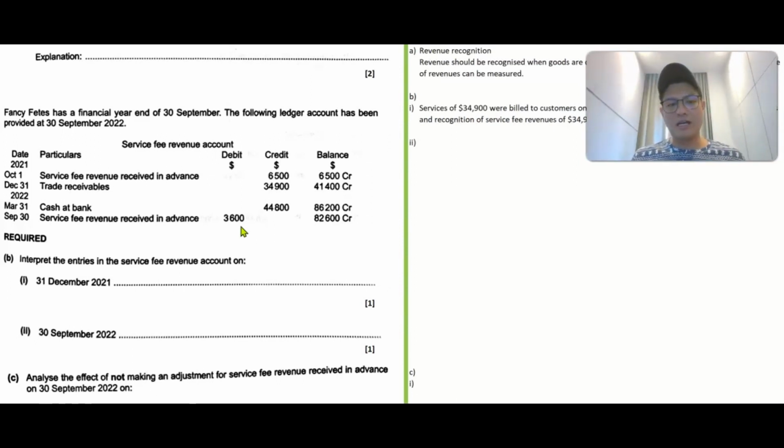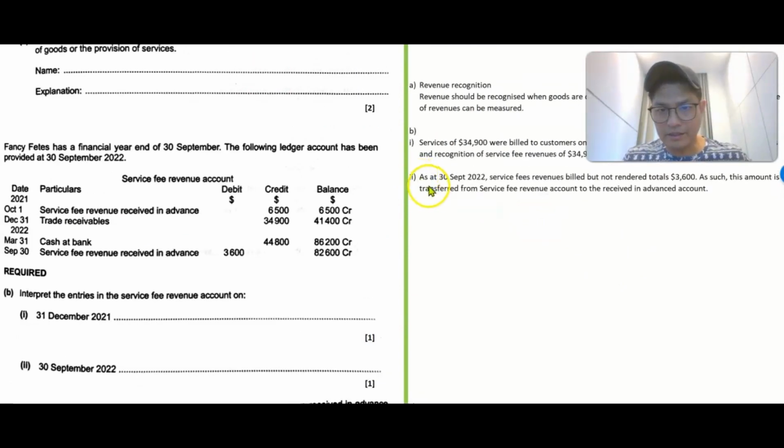Essentially, in layman terms, you're saying that, hey, whatever I've received for my service fees, I can't recognize 3,600 through revenues because I've not earned it. Maybe I have not delivered that service, so I'm going to put it in my balance sheet as a liability and call it service fee revenues received in advance. Okay, so that's what's happening, and this is what I prepared as a statement for you guys. All right, so service fee revenues billed but not rendered was 3,600, and this amount is transferred from the service fee revenue account to the received in advance account.